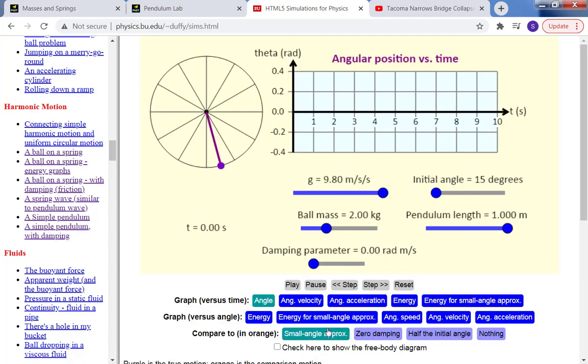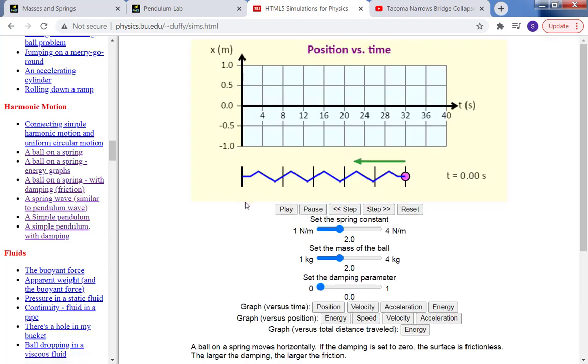So we're going to look at the simple pendulum here, again, instead of the mass on the spring, because I don't have a mass on a spring with damping. I guess I do. It's right here. There we go. So if I play it again, it's going to do exactly what we saw before. I'm going to reset it.